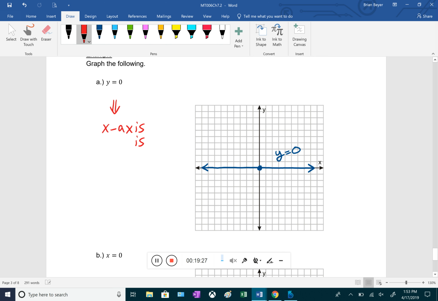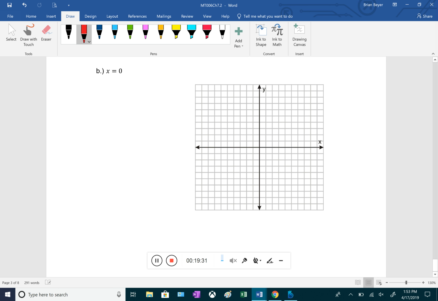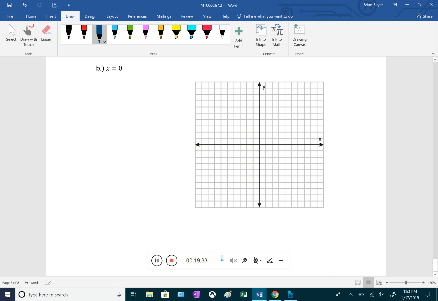So for the last one, for x equals 0, we know it's a vertical line because it's x equals a number. So we go to x equals 0, which is right here at the origin, and we draw a vertical line. And it is right there. So notice that x equals 0 is right on top of the y-axis. x equals 0 is the y-axis. Okay, so that is it for this section.